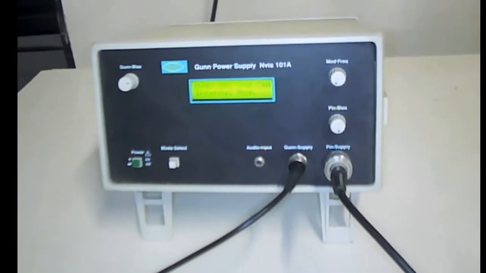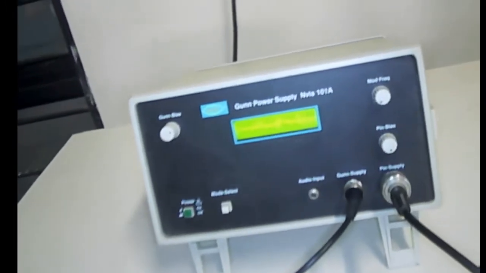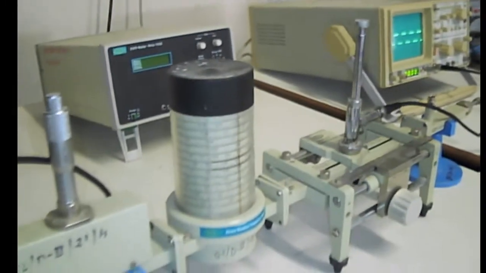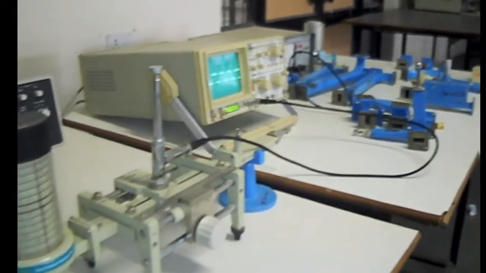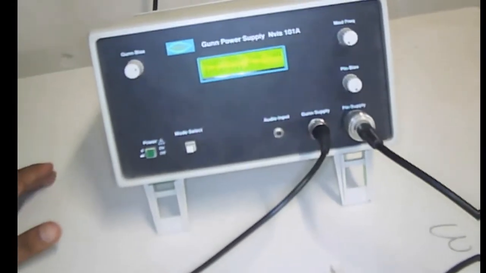So this is our Gunn power supply, which will provide power supply to the Gunn diode as well as to the PIN modulator. Now this test bench will work at 8 to 12 gigahertz. That band is called X band. Now in order to generate an X band frequency, that is 8 gigahertz to 12 gigahertz, we are using a Gunn oscillator. So the power required for the Gunn oscillator is provided by this Gunn power supply module.